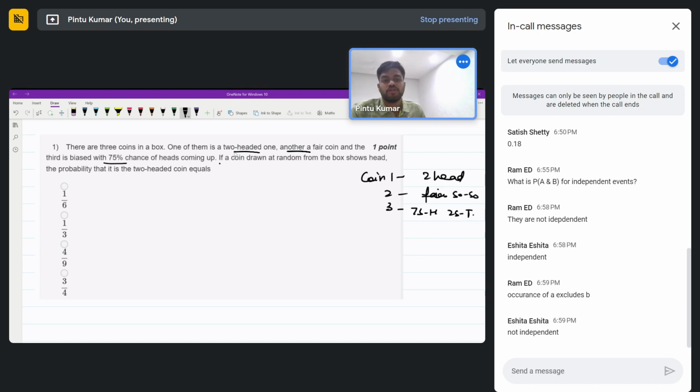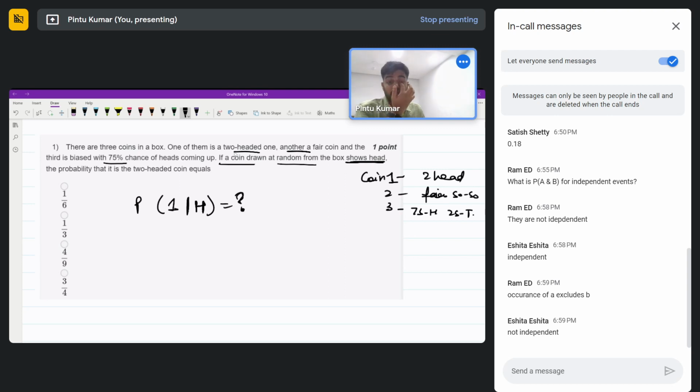Okay. Now, the question is, if a coin is drawn at random from the box and shows head, so what is known to us is the outcome is head. Because it is given that the coin is drawn from the box and it shows head. Then what is the probability that it is a two-headed coin? So what is the probability that the coin is the first coin? This is what the question is.